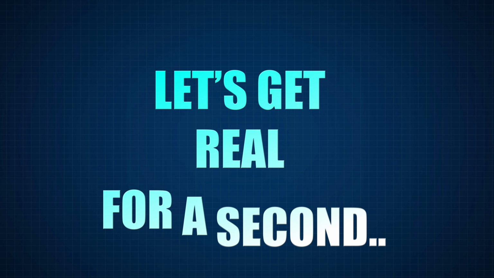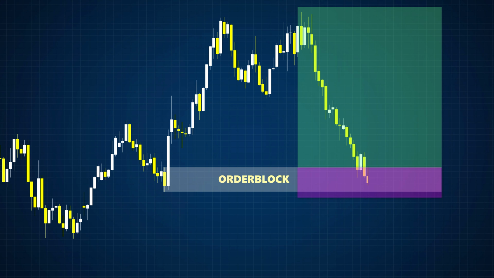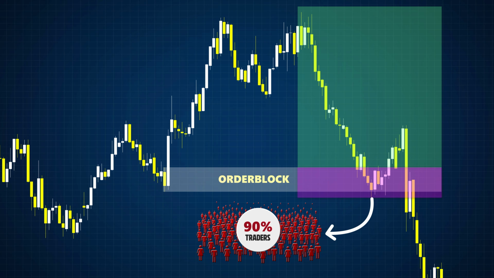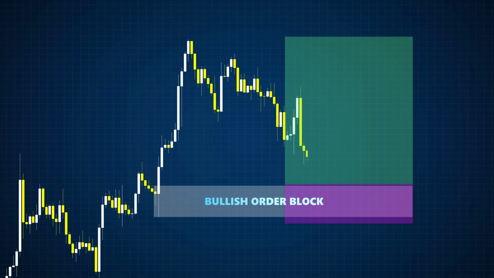Alright, trader, let's get real for a second. Most traders fail because they focus on all the wrong things. And that's exactly why 90% of them never make it. Sound familiar? Maybe you've spent hours marking up order blocks thinking that's the secret, but let me tell you, just spotting them isn't enough. The real question is, do you know how to use them like the pros?